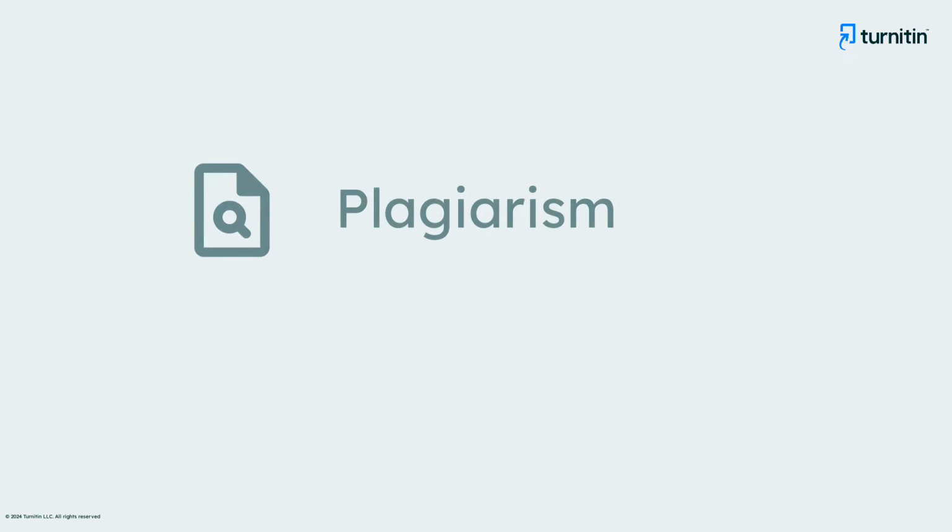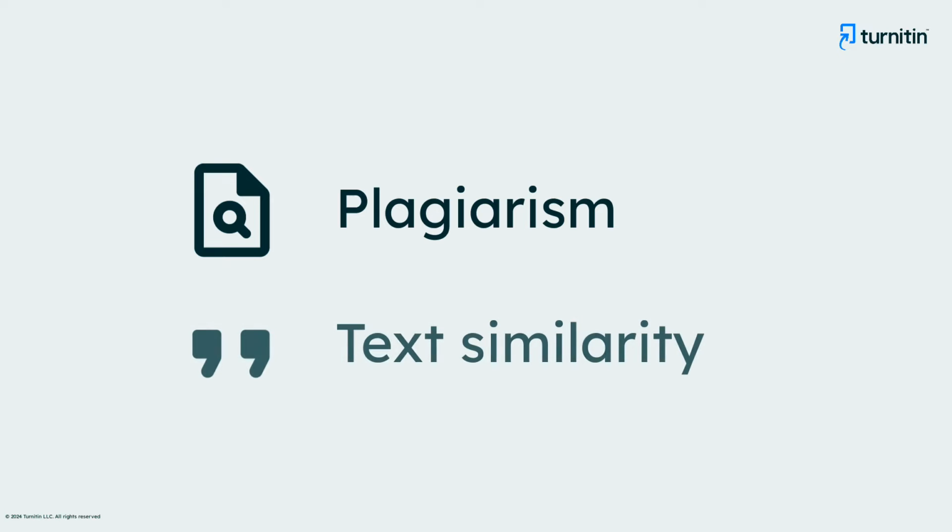Let's start by thinking about the difference between plagiarism and text similarity. Plagiarism is when someone uses the ideas or words of someone else and presents them as their own, or they use another's ideas or words and do not give proper credit to the author. Text similarity, on the other hand, is when the ideas or words of someone else are simply present in one's work, even when they are correctly quoted or cited. Text similarity can be entirely expected and appropriate, based on the expectations or requirements of your assignment.